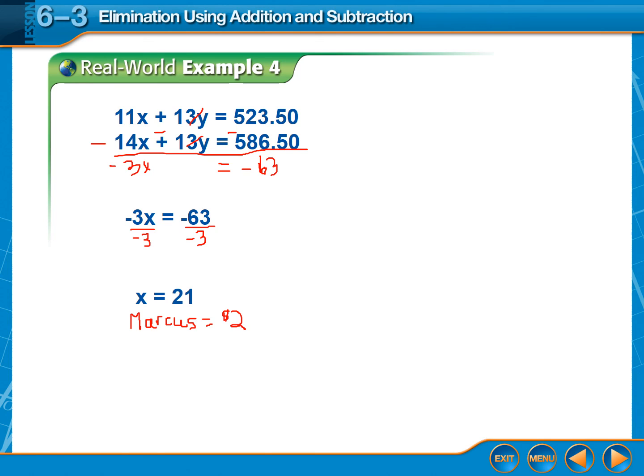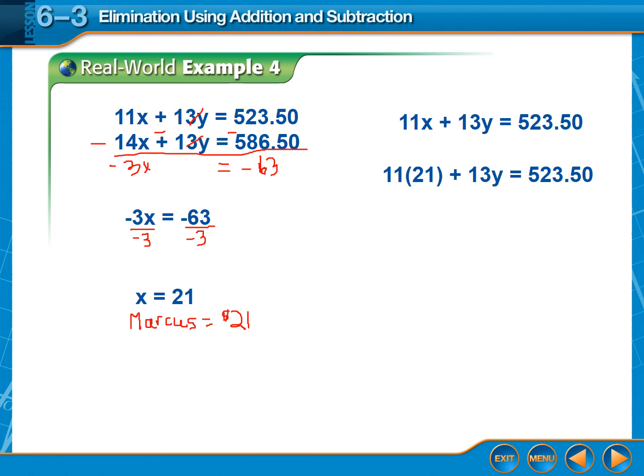So now if I know how much Marcus was raising, I can solve and figure out how much Anissa was raising. So I choose one of the equations. Choose the first one, 11x plus 13y equals $523.50. And now I know x is equal to 21. So I do 11 times 21 plus 13y equals $523.50. When I multiply 11 by 21, I get $231. Plus 13y equals $523.50. We can subtract 231 from both sides.